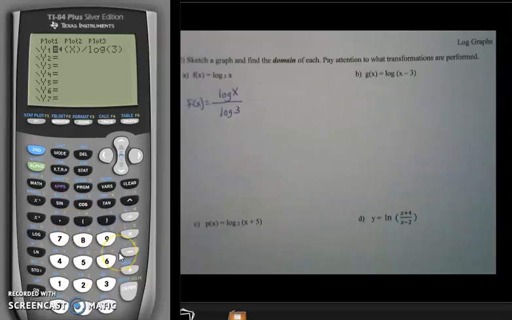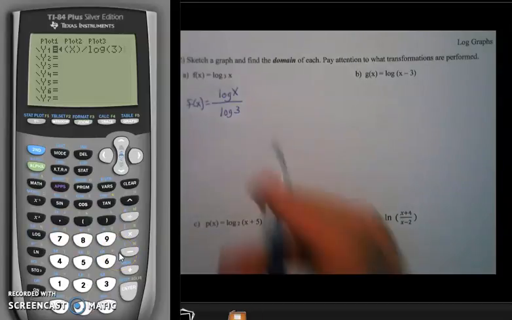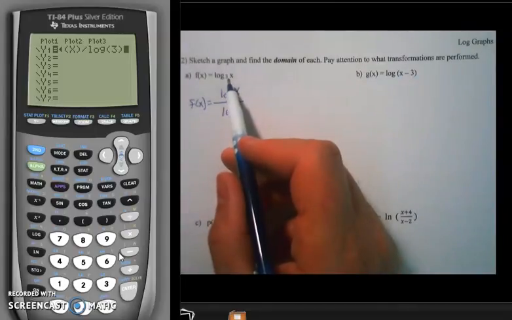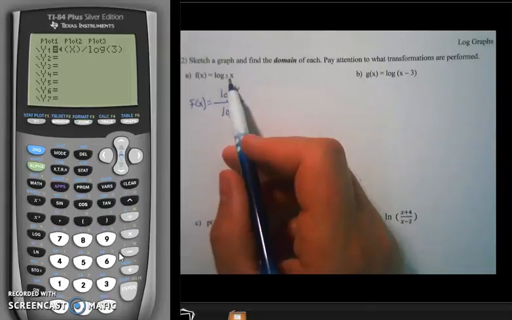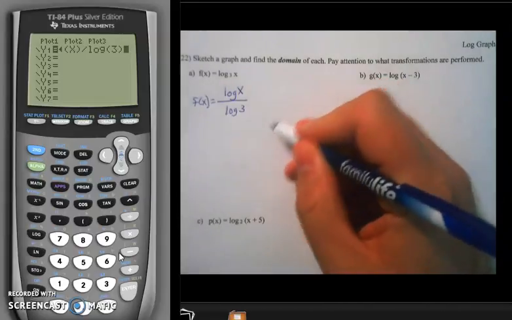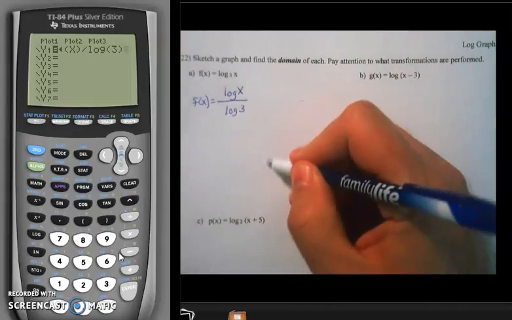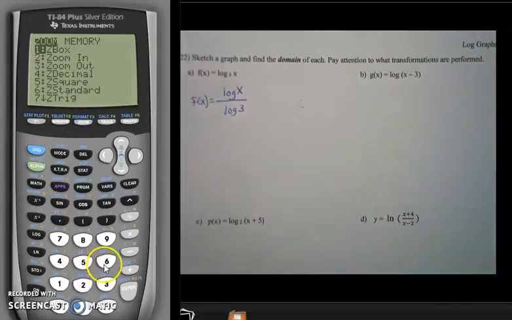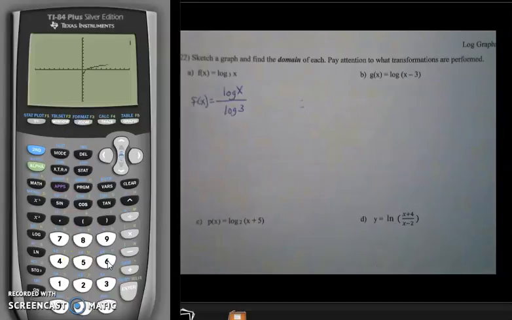And what we know should happen here is that with a logarithm, there's no transformations or anything going on. This is just a base 3 logarithm. So we should have the y-axis as a vertical asymptote, and it should be the inverse of an exponential. So if I graph it, okay, there's the graph of it. So we're going to sketch that graph.